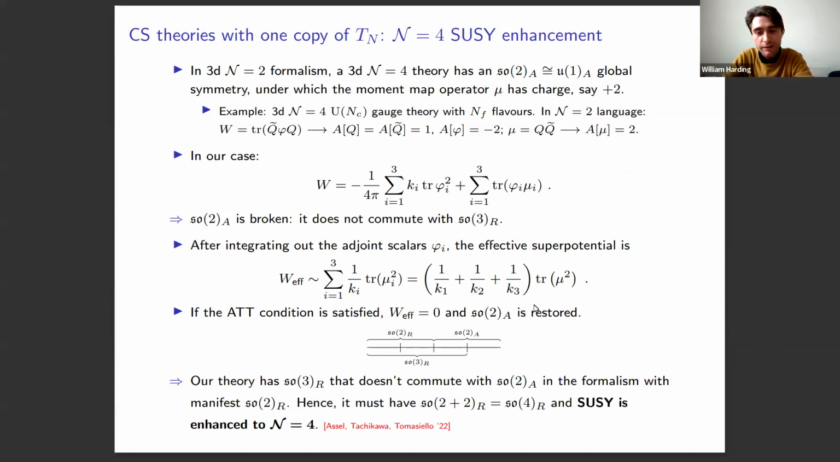Now, this term in brackets, if we take it to be equal to 0, this means that the ATT condition is satisfied. So if the ATT condition is satisfied, the effective superpotential is equal to 0, and SO2A is restored. So concluding, our theory has SO3R that doesn't commute with SO2A in the formalism with manifest SO2R. Hence, it must have SO2 plus 2R, which is SO4R, and SUSY is enhanced to N equal to 4. And this basically is the argument given by Assel, Tachikawa, and Tomasiello.